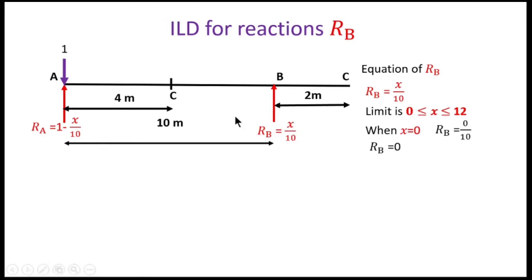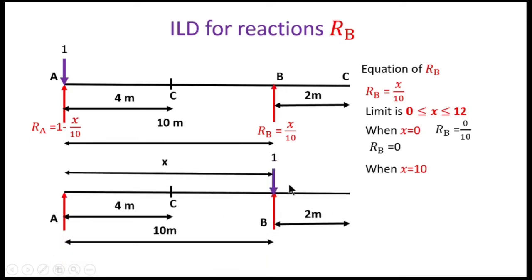Then again between 0 to 12, at a distance of 10 meter there is a support. So we are finding the ordinate at x equal to 10 meter. Means apply the unit load at the location B. So in this way apply the unit load at x equal to 10 meter. So Rb is equal to 10 by 10. So Rb is equal to 1.